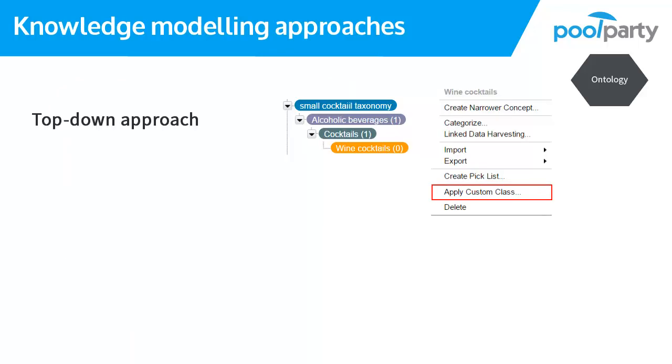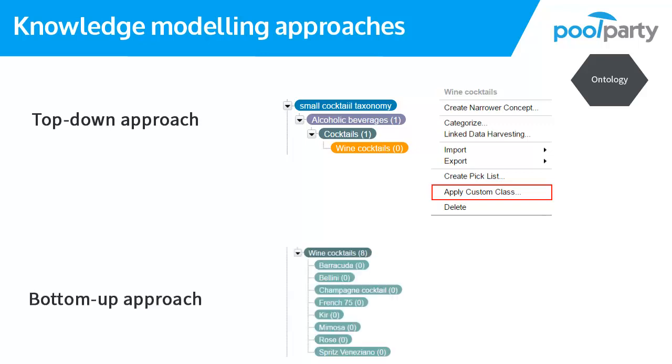When you create an ontology, there are also three different approaches. You can choose a top-down approach, so you would start with classes and break them down into narrower concepts. Or you would choose a bottom-up approach, so you would detect patterns in concepts and start clustering them then.